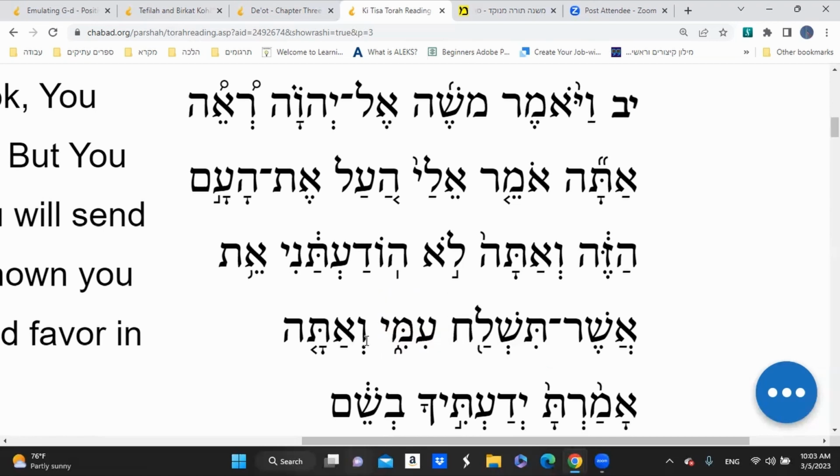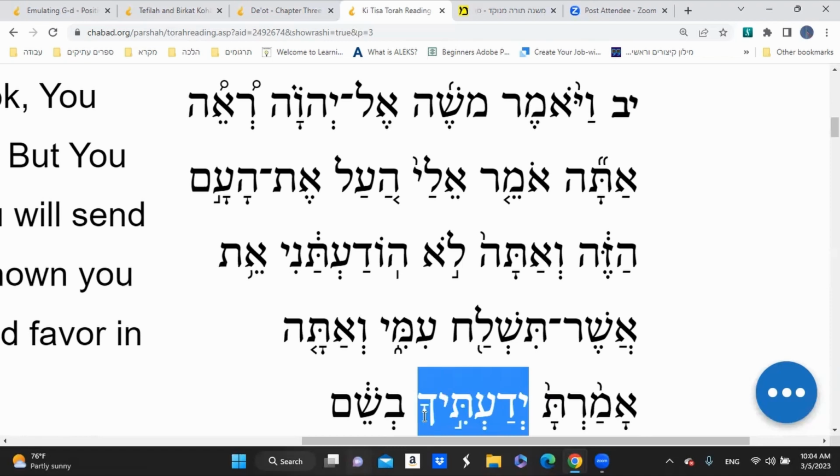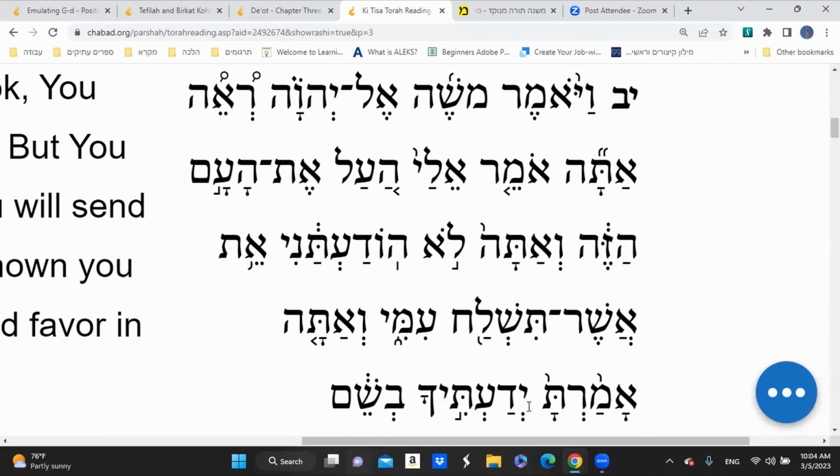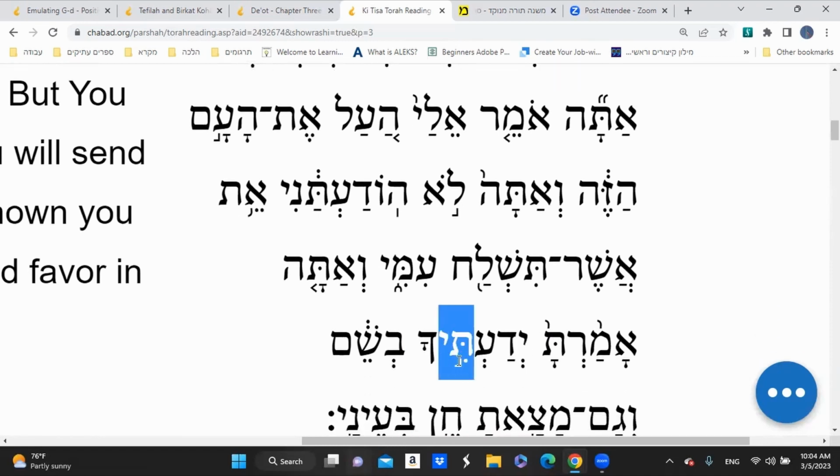Immi, wa'atta amarta yada'ticha. Here we see an indication by the cantillation symbol, the ta'am, that we should emphasize this syllable. Yada'ticha.